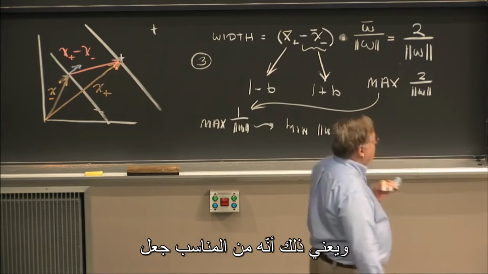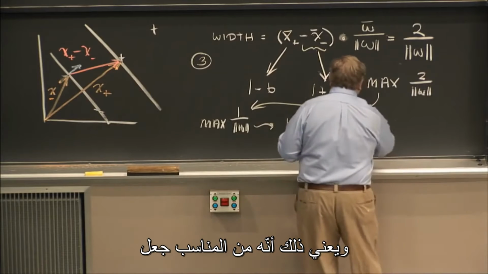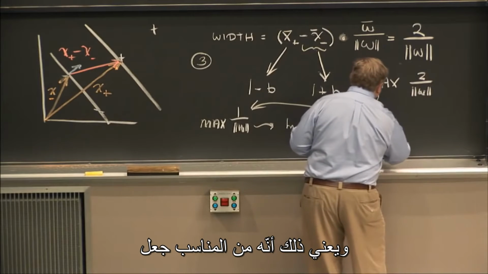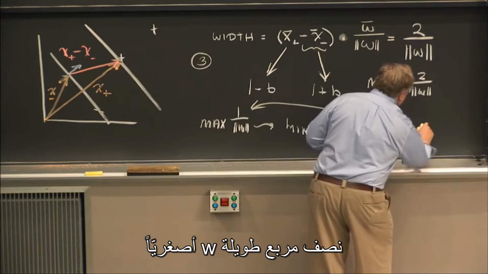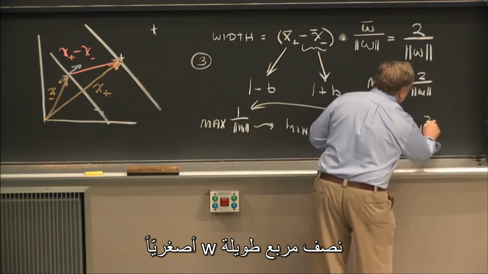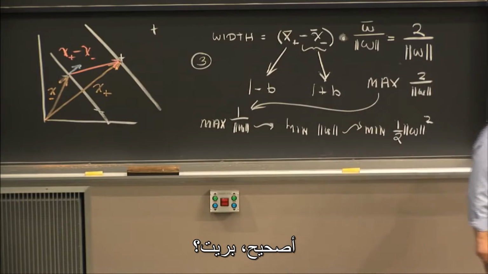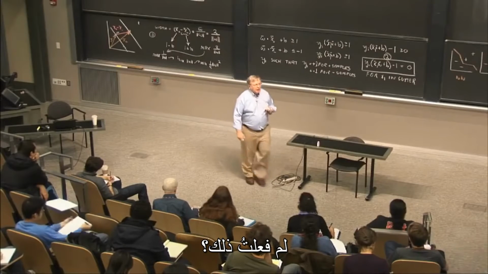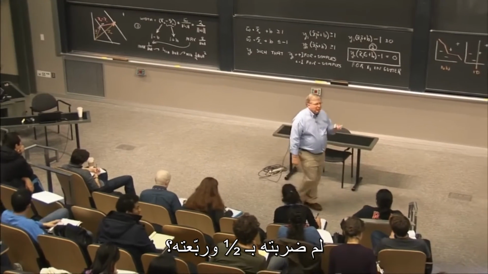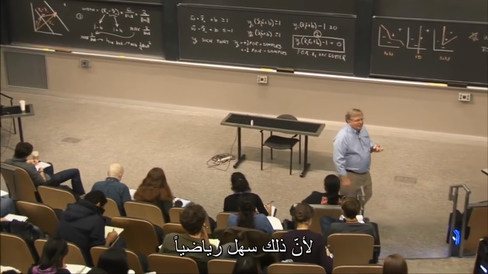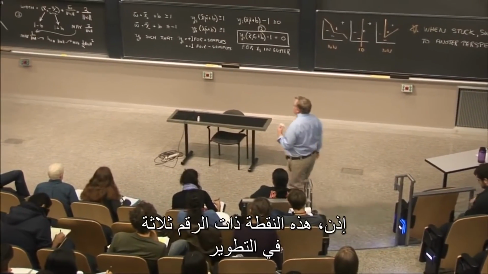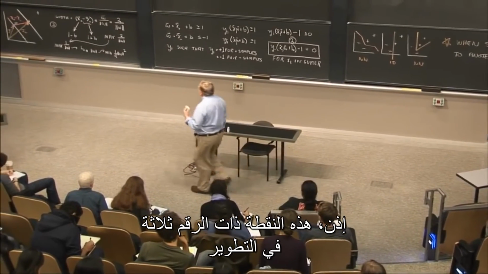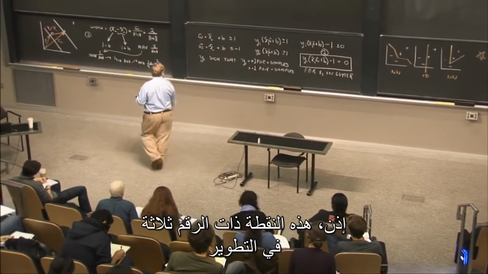And that means that it's okay to minimize 1/2 times the magnitude of w squared. Right, Brett? Why did I do that? Why did I multiply by 1/2 and square it? Oh, it's mathematically convenient. Thank you. So this is point number 3 in the development.